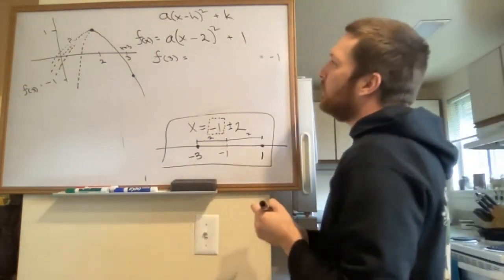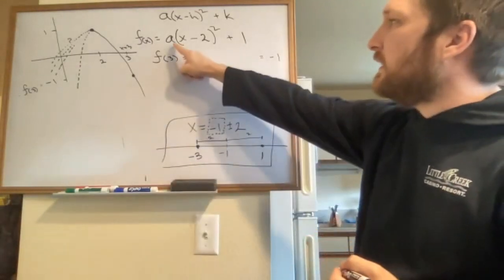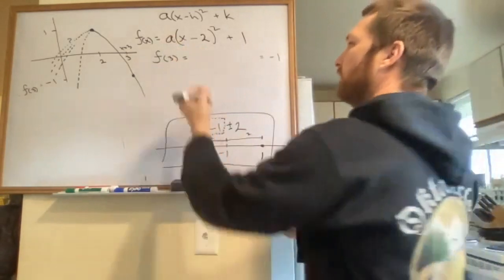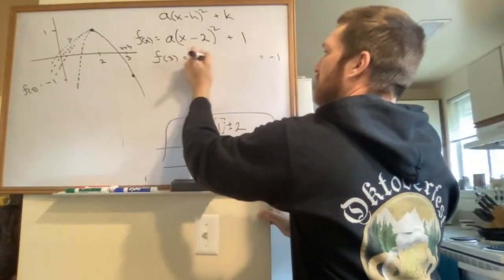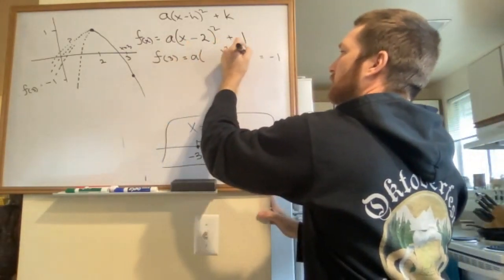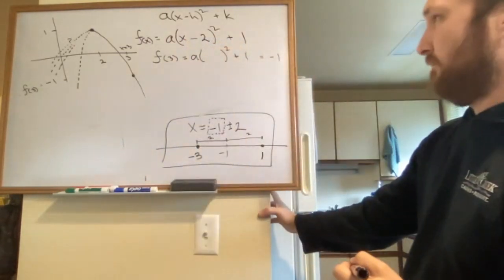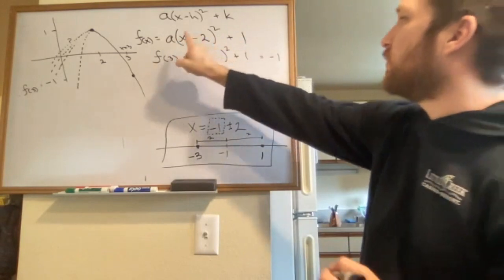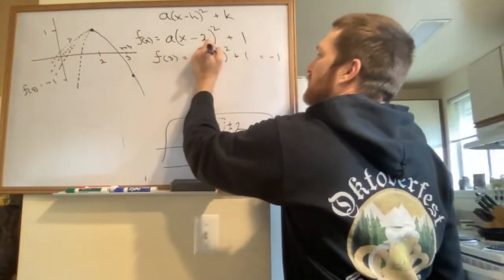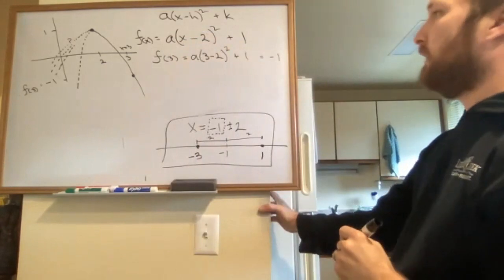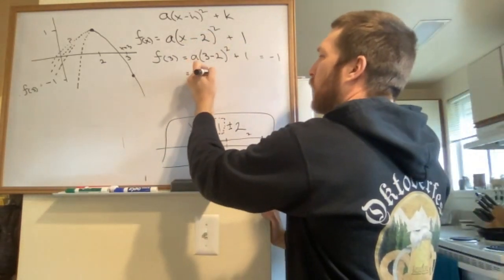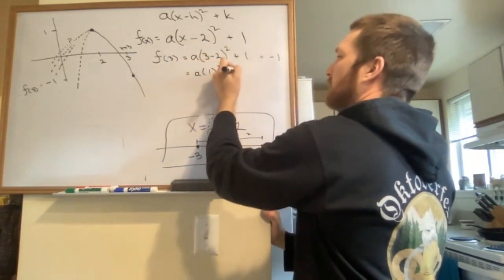And the whole idea is we just need to find A right there. A is the number that we're looking for. So let's plug in a 3. Now, instead of x - 2, we're going to have 3 - 2 right there. 3 - 2 is equal to 1 squared. That's 1.